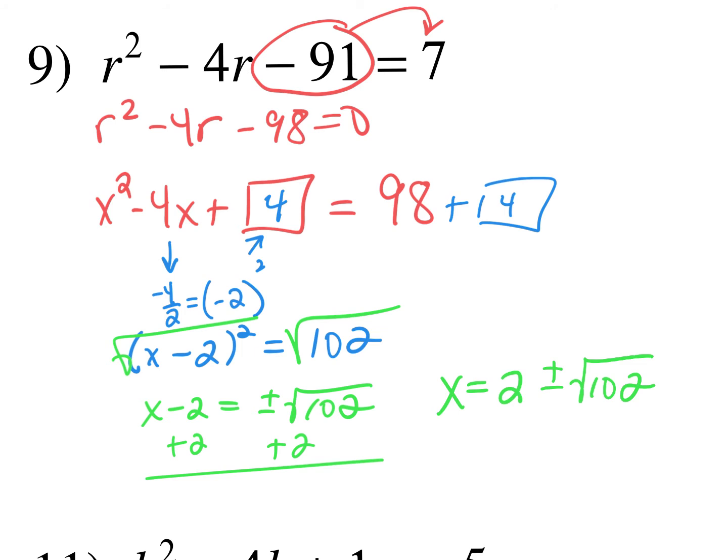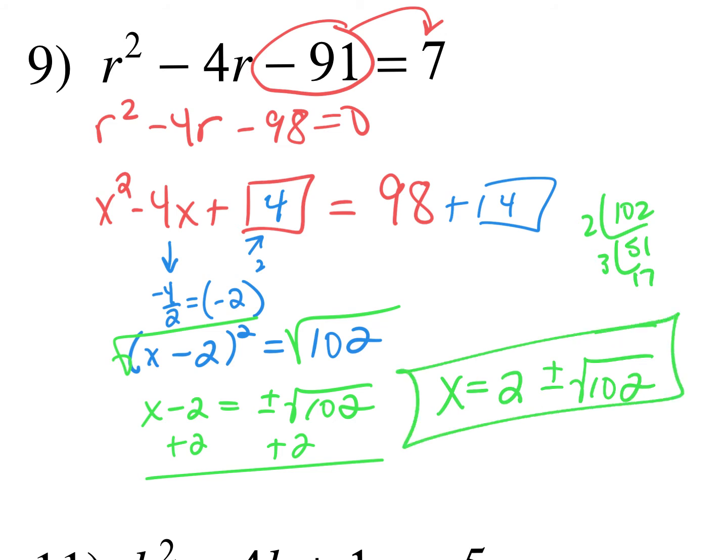Now let's see if 102 breaks down. I have 102. 2 goes into 102 51 times. Does 2 go into 51? No. 3 goes into 51 17 times. Does this help us at all? Does this simplify at all? Nope. There's our answer. Good job.